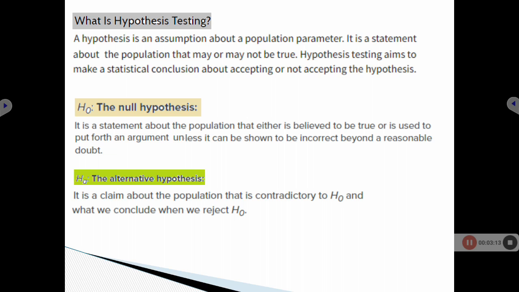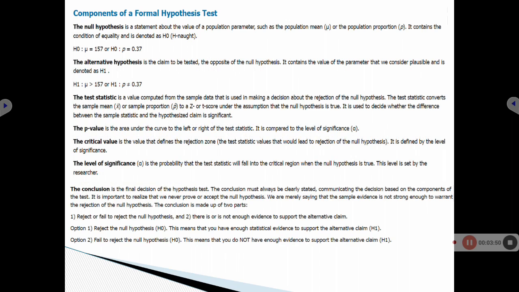Under that, there are two hypotheses: one is the null hypothesis and the other is the alternative hypothesis. The null hypothesis is a statement about the population that either is believed to be true or is used to put forth an argument unless it can be shown to be incorrect beyond a reasonable doubt. The alternative hypothesis is a claim about the population that is contrary to H0, and when we accept it, we reject the null hypothesis. These are the basics for testing of hypothesis.